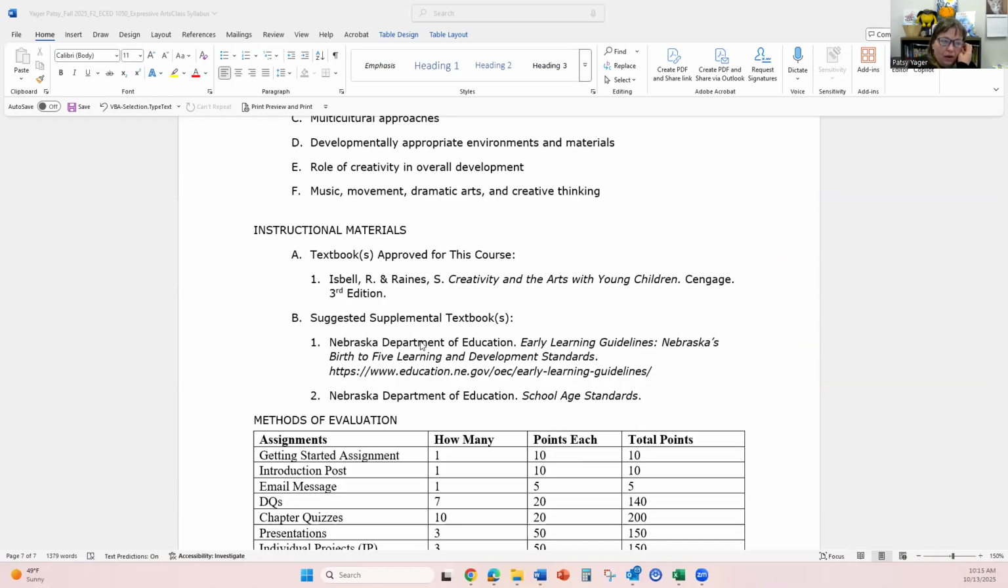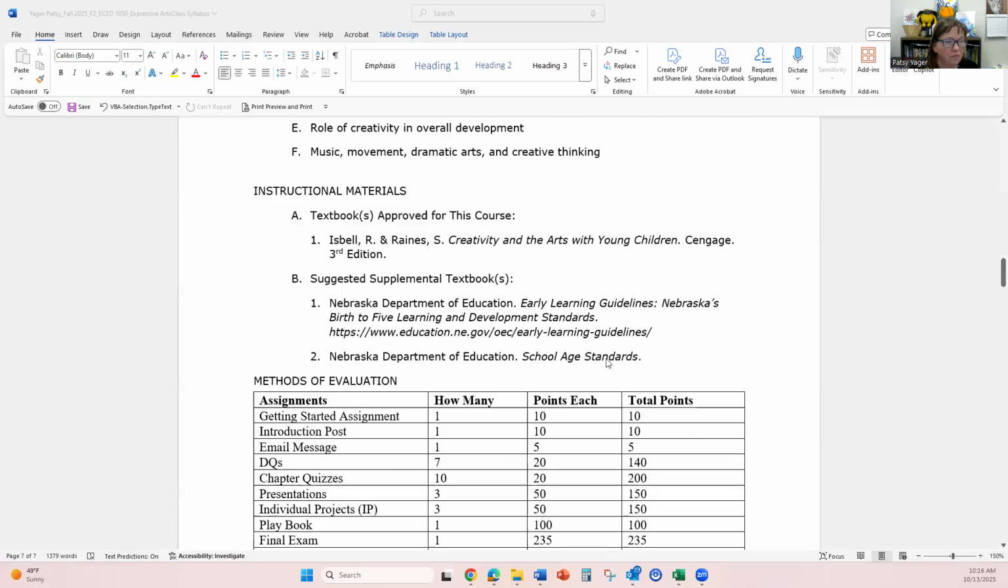Supplemental texts, I just have the early learning guidelines in here. I refer to those in almost every class. If you don't have a copy of those, you can access it online. You can download it. You can print it if you need to. If you've attended any of the ELG trainings, you should have a copy of it. You can also purchase it online, although it's available. You don't need to buy it.